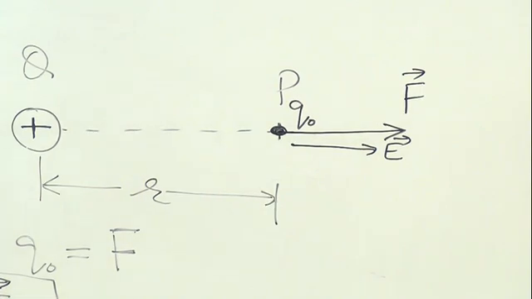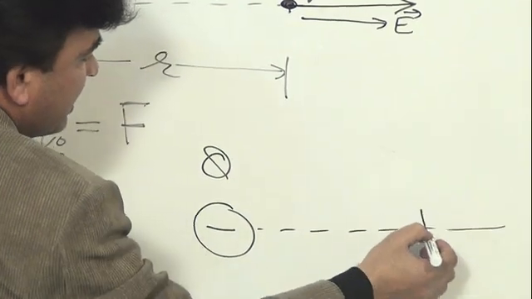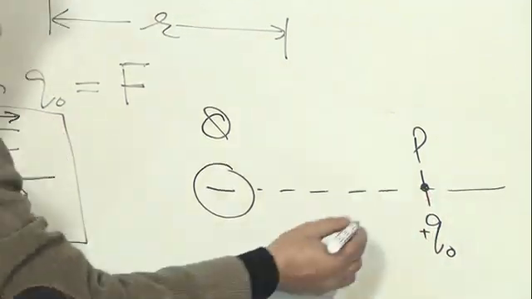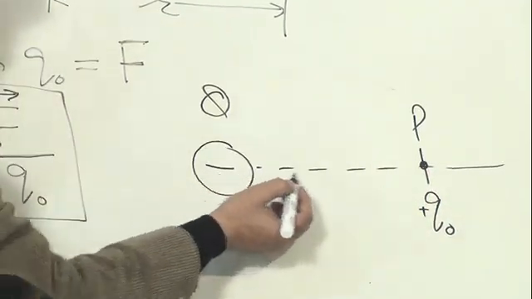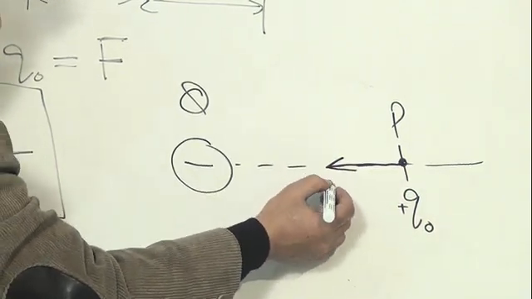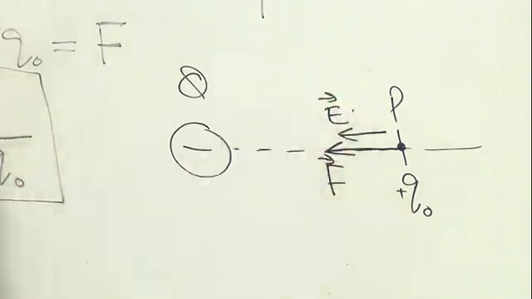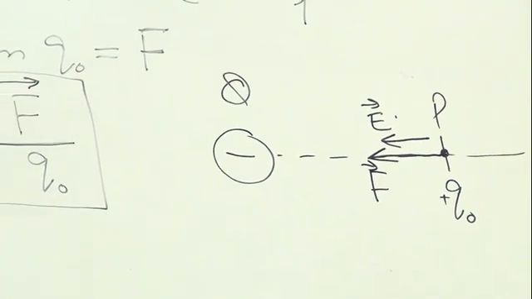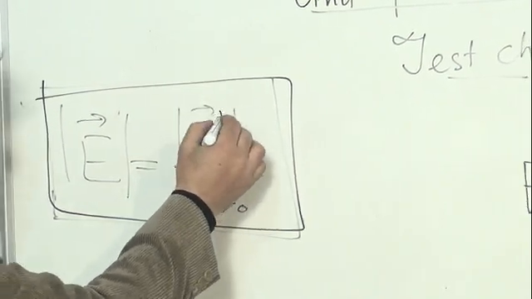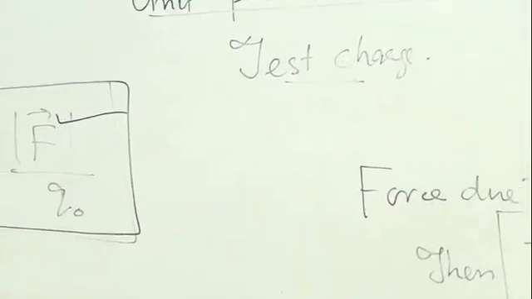If the source charge is negative and we are interested to find the electric field intensity at P, place a test charge Q naught at P. Then the force experienced by Q naught due to the negative source charge acts towards the negative source charge, with the result that the force direction is like this, and the same is the direction of electric field intensity. Thus, the magnitude of electric field intensity is F by Q naught, and its direction is the same as that of the force experienced by the unit positive point charge when placed at that point.